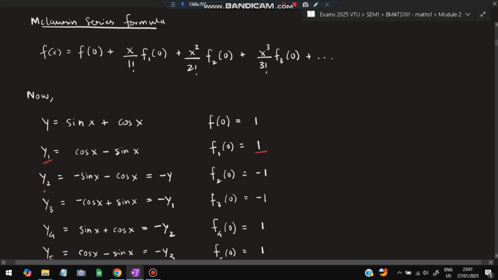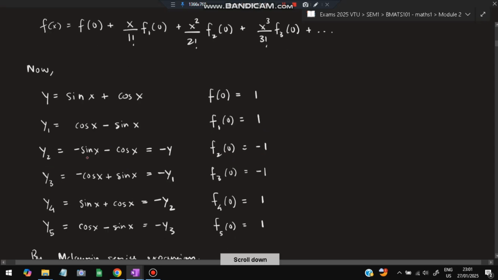We'll again differentiate this, we'll get this answer, and if you observe carefully, if we take the minus common, we'll be getting minus (sin x plus cos x), but sin x plus cos x is equal to y, so we can write this as minus y. As soon as possible, you have to convert whatever answer you are getting to any of the derivatives, like how I converted to y here. Then it will be very simple. y2 is equal to minus y.